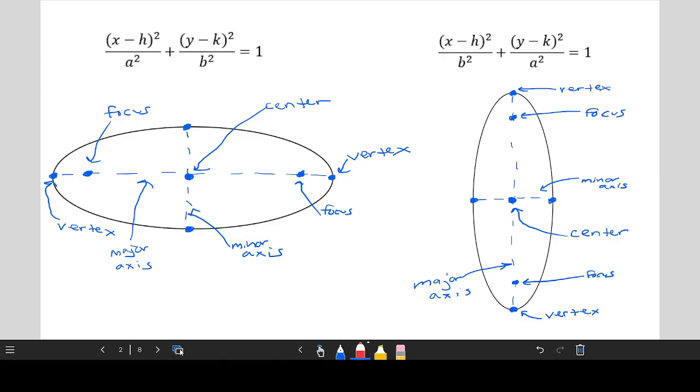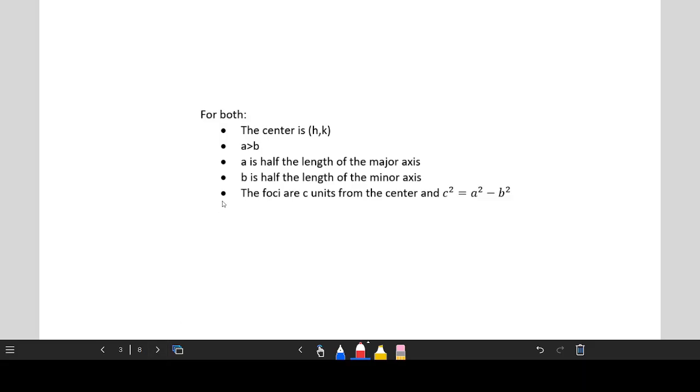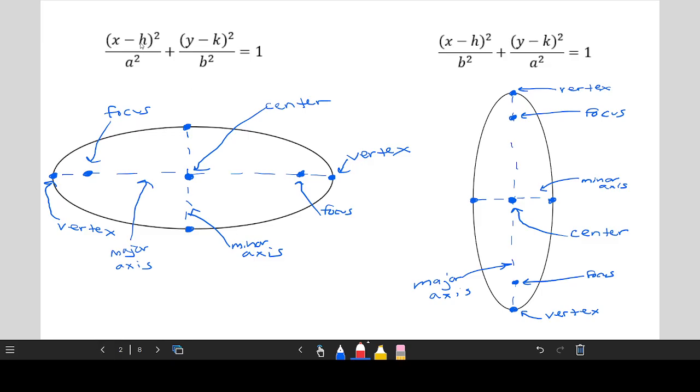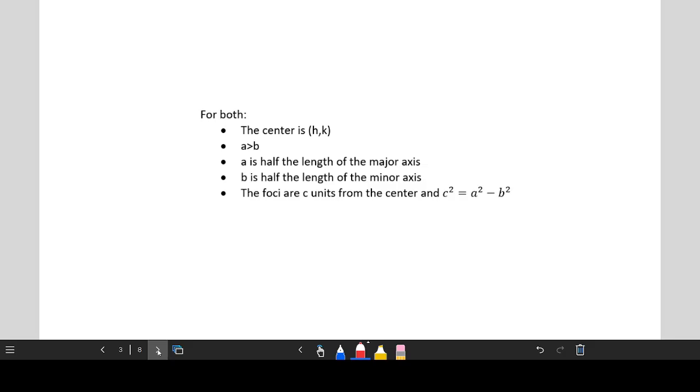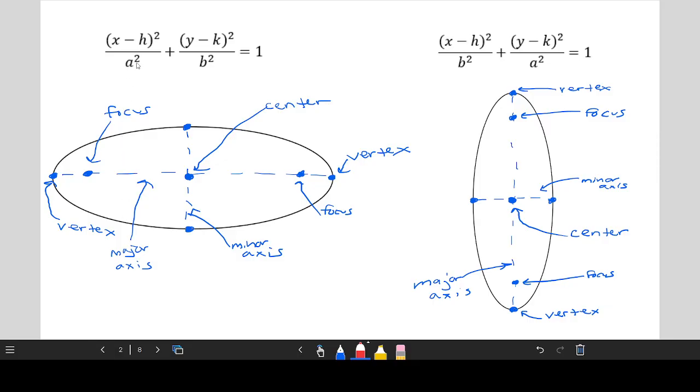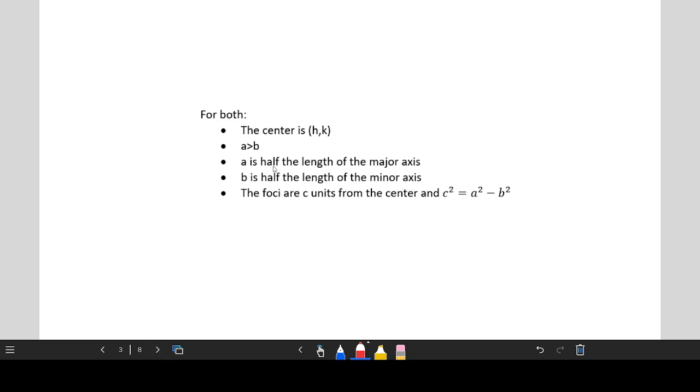So speaking of that, the center is going to be identified by (h, k). In the equation we see x minus h and y minus k for both of these. The center is going to be at (h, k) when we graph these on the coordinate plane. We already mentioned that a is greater than b, so look for where a is. The larger value is underneath x or y depending on which direction is longer, and that's because a is half the length of the major axis.